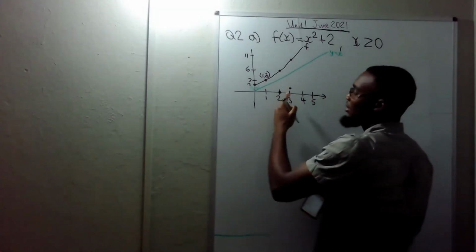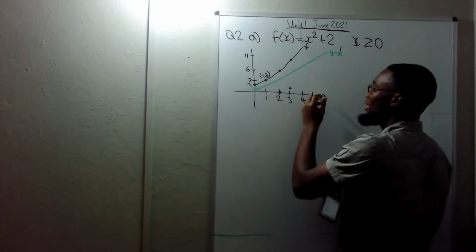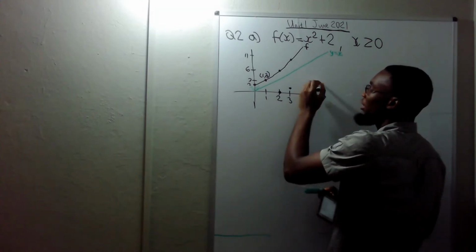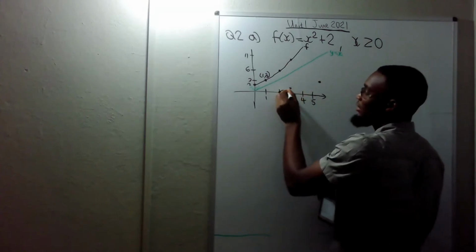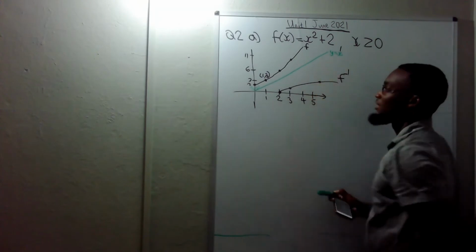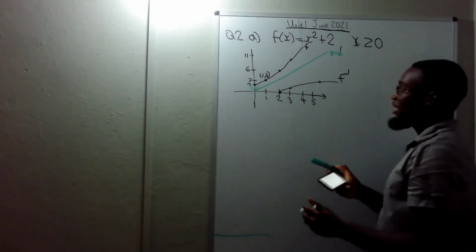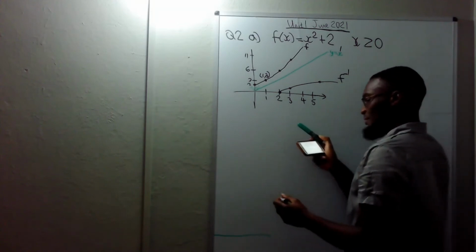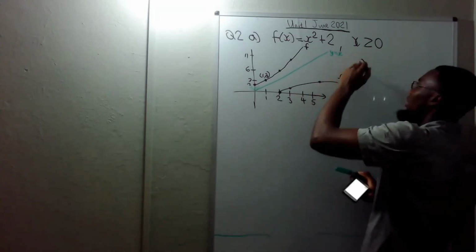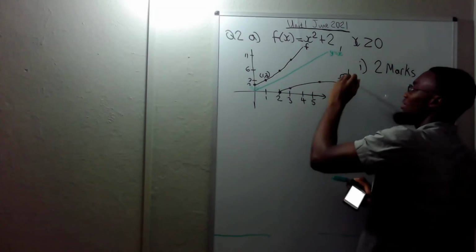This is the point 2, 6. The inverse is the point 6, 2. So we can put 6, 2 somewhere here. I'll get the gist. This is how the inverse is going to look. That's f inverse. And to just draw that simple sketch, you'd have gotten 2 marks. Part 1 is 2 marks.